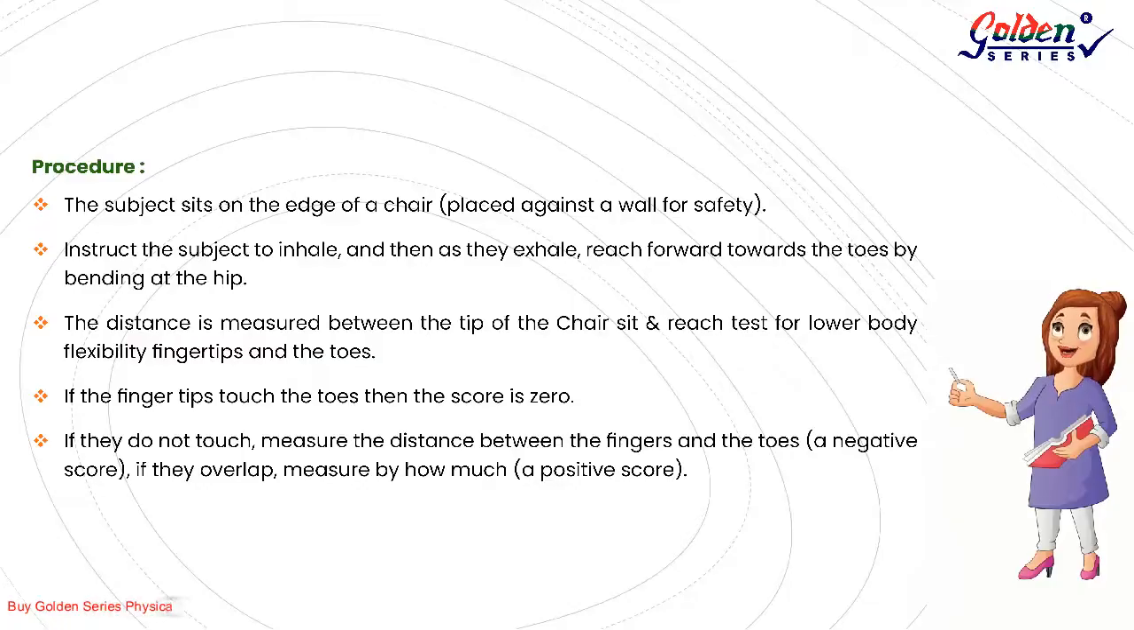Procedure. The subject sits on the edge of a chair, placed against a wall for safety. Instruct the subject to inhale, and then as they exhale, reach forward towards the toes by bending at the hip. The distance is measured between the tips of the fingers and the toes. If the fingertips touch the toes, then the score is 0. If they do not touch, measure the distance between the fingers and the toes, a negative score. If they overlap, measure by how much, a positive score.